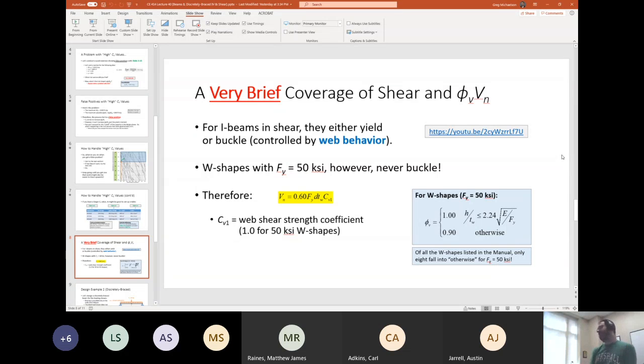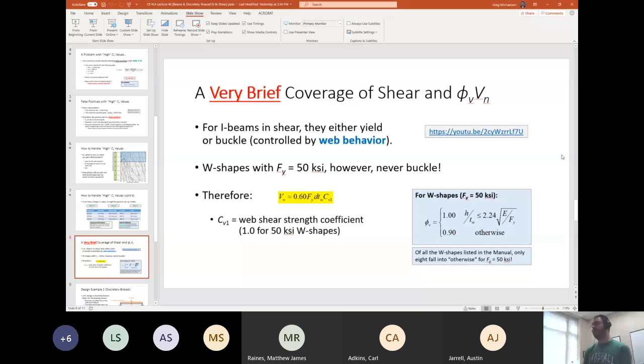But if you go to the spec, if you go to chapter G and you look at W shapes that have 50 ksi, it's always equal to 1. So it's only equal to something other than 1 when you're dealing with custom built sections like a plate girder. The only thing that's a little iffy is what your phi value is.